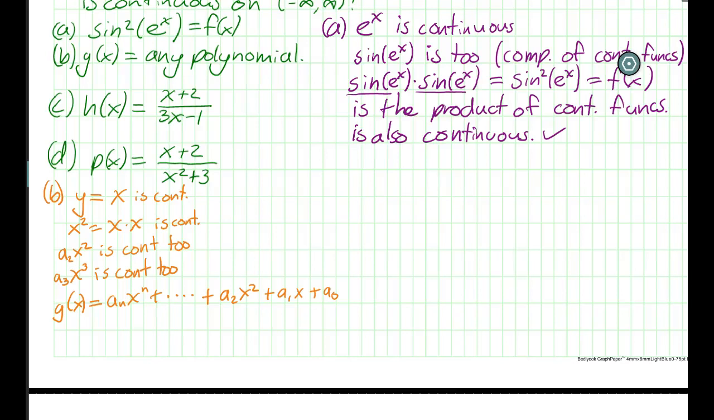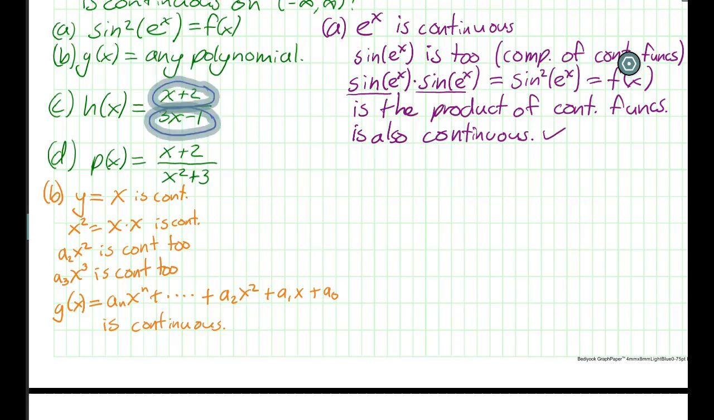So yeah, this is continuous too. So any polynomial is a sum of some products of a bunch of continuous functions. You can just build up each part of it from x and by multiplying by constants. Okay, how about C? Well, let's look. Part C here is you have a continuous function on top, because all linear functions are continuous, and a continuous function on the bottom, because that's also a linear function.